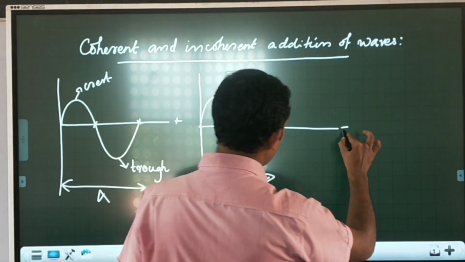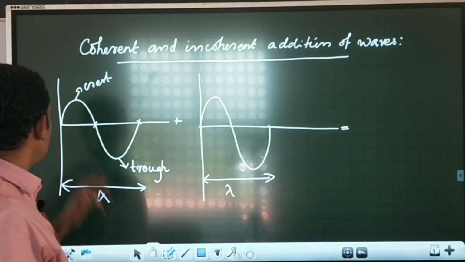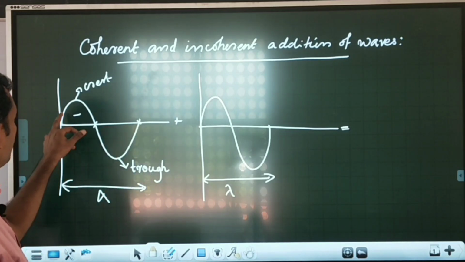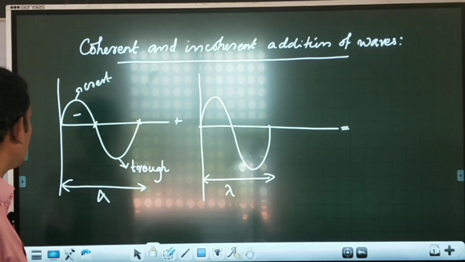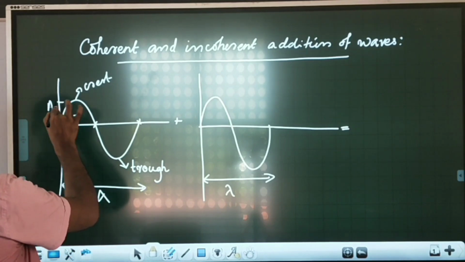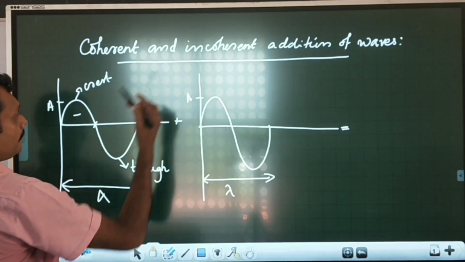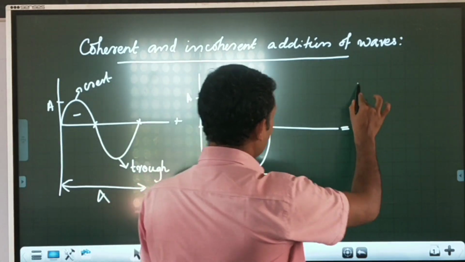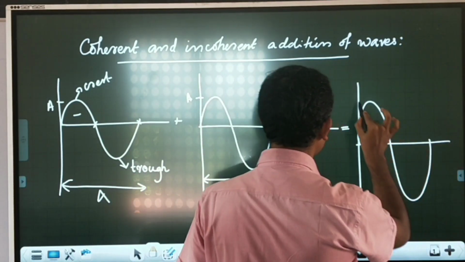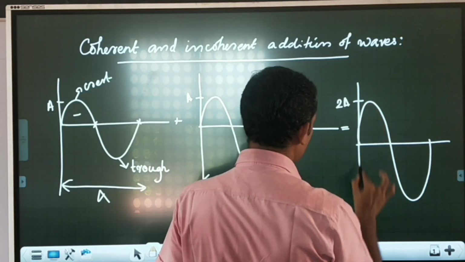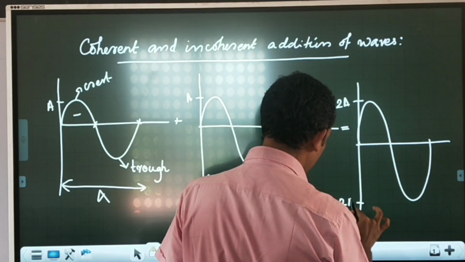So what do we get here? In this superposition, the crest of one wave is superposing on the crest of another wave. So this is A. This also is A. In such a superposition, we will get a resultant wave like this, with the same wavelength, with amplitude 2A and minus 2A.